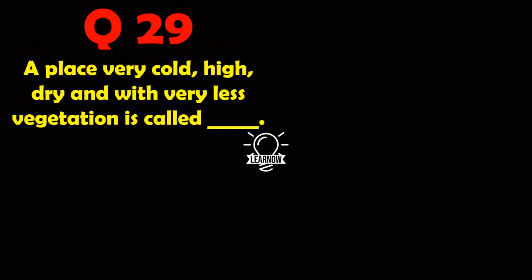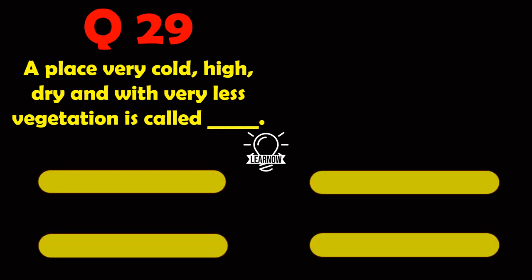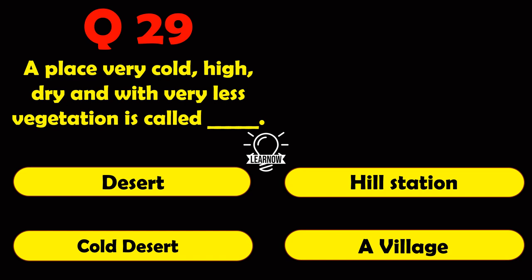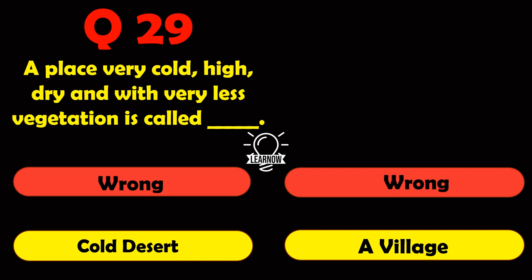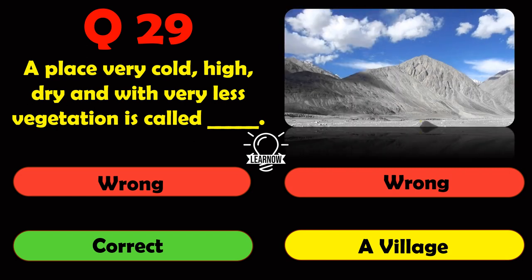Next question, question number 29. A place very cold, high, dry, and with very less vegetation is called dash. The options are desert, a hill station, cold desert, or a village. So is it a desert? No. Is it a hill station? No, it is also wrong. So is it a cold desert then? Yes, cold desert is the correct answer. So remember, a place which is very high, cold and dry, and that place might be having very less vegetation or no vegetation, such a place will be called a cold desert. So you can see in the picture, it is the picture of Leh, which is a cold desert.